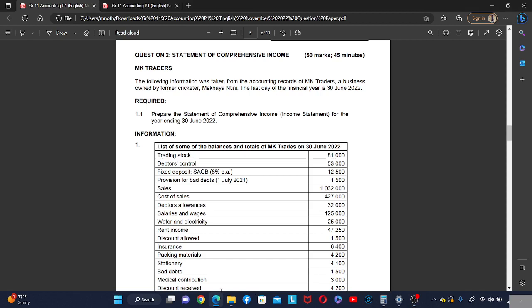Today we are going to do the income statement. We are told the following information was taken from the accounting records of MK Traders, a business owned by Cricket Makaya Dean. The last day of the financial year is dated June 2022.